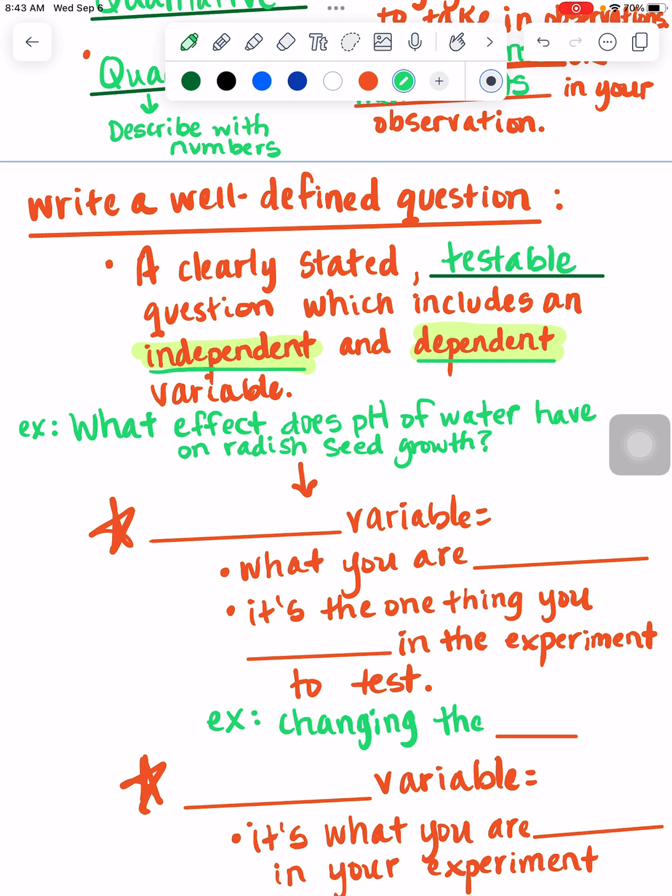So we're going to use that as a well-defined question, but we're going to pick apart the independent and dependent variable, but we do need to define what independent and dependent variable are first. So the first one is the independent, I-N-D-E-P-E-N-D-E-N-T, independent variable. It is what you are testing. So you have to find out what exactly are you testing.